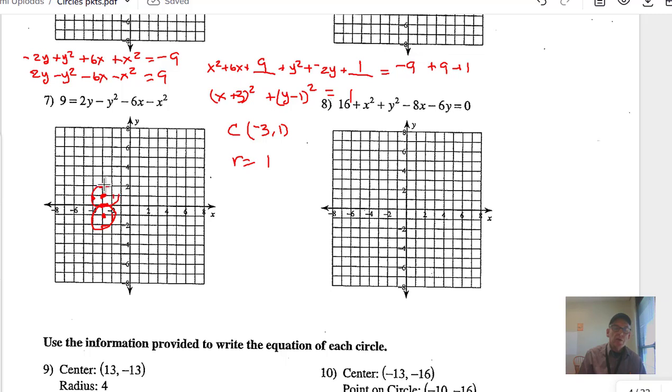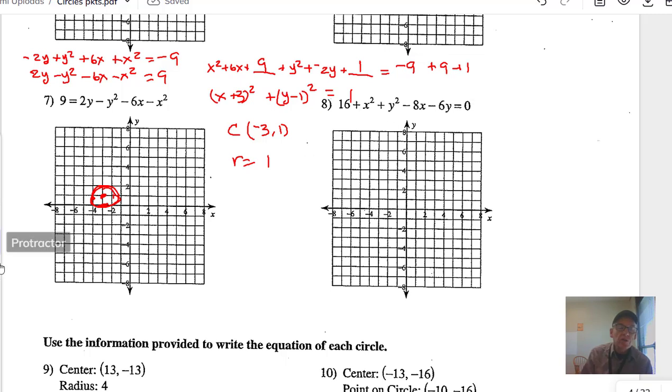This circle should actually be in here, not the one down here. Okay, so if I hadn't looked back and reviewed that, I might not have caught that. It's always good to kind of look back. We can do the same thing for number 8.